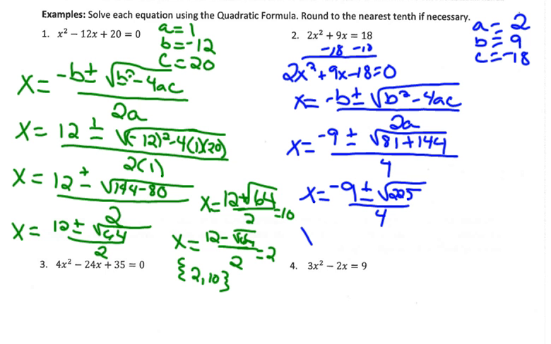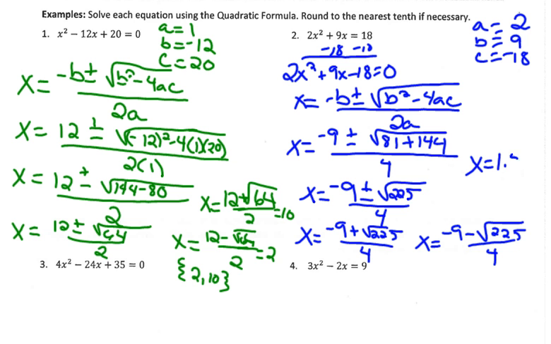So my two equations: plus the square root of 225 over 4, minus the square root of 225 over 4. The square root of 225 is 15. So negative 9 plus 15 divided by 4 is 1.5. I have to write up here, I'm sorry. And x is negative 9 minus 15 divided by 4, and that's negative 6. You should put those in your fancy brackets, but I, again, ran out of space here. Okay? All right, let's try another one.